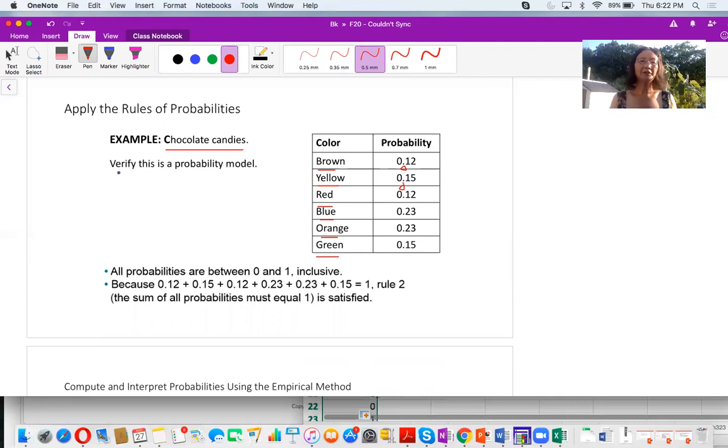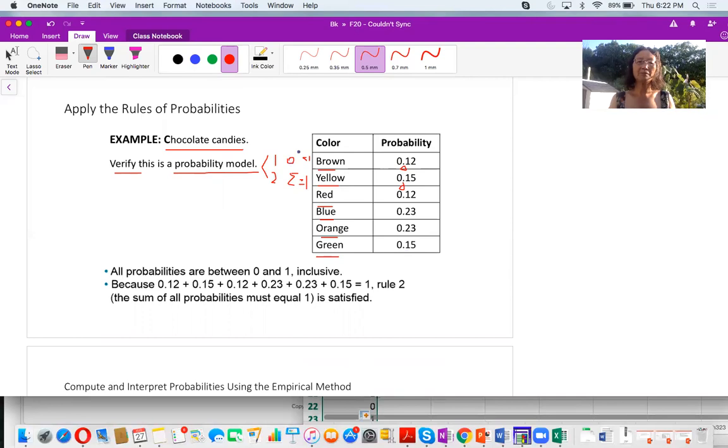The question asks you to verify this is a probability model. A probability model must satisfy 2 conditions. One, each probability is between 0 and 1. The second, all the probabilities added together, using the sigma, must equal 1.